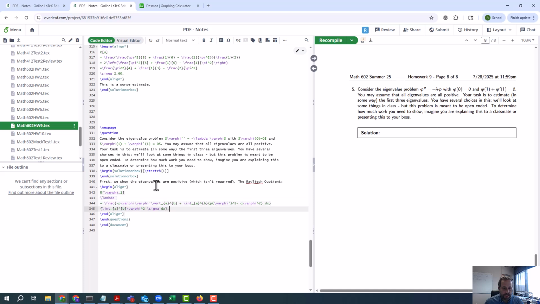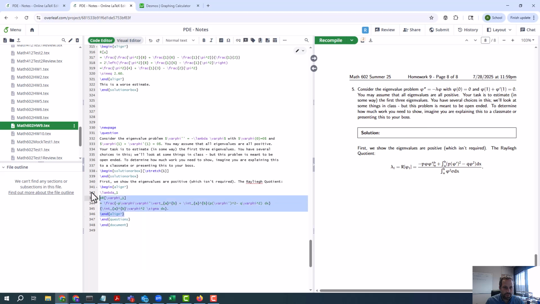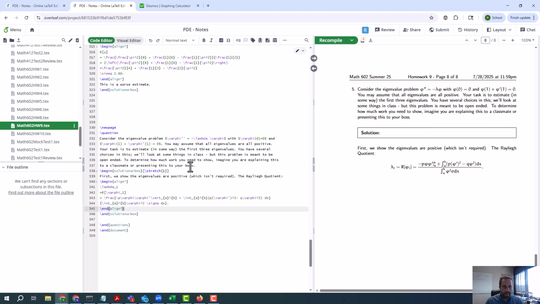Okay, so this is equal. Lambda 1 is equal to the Rayleigh quotient here, and there are going to be things that I need to change here. I need to put this actually in the solution.